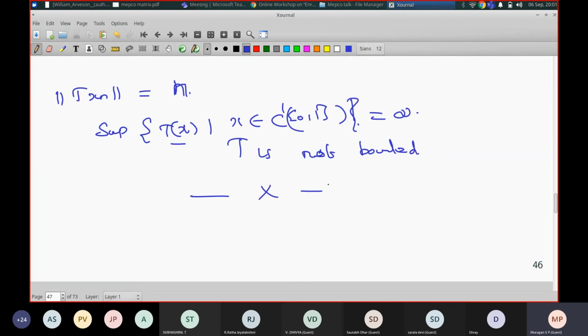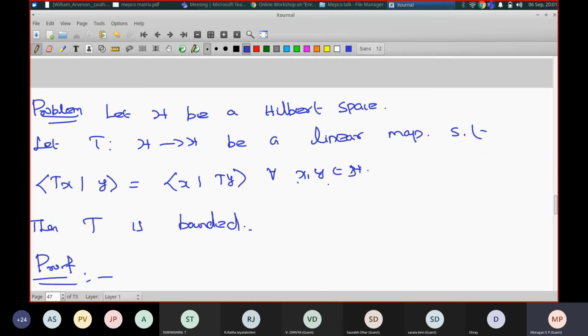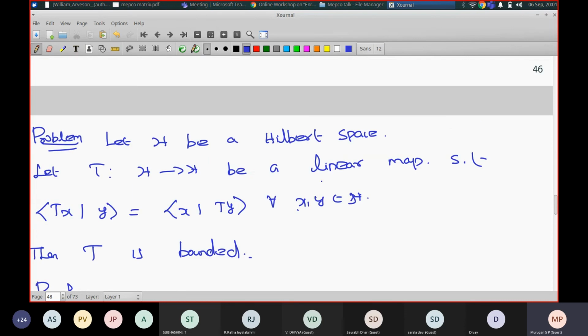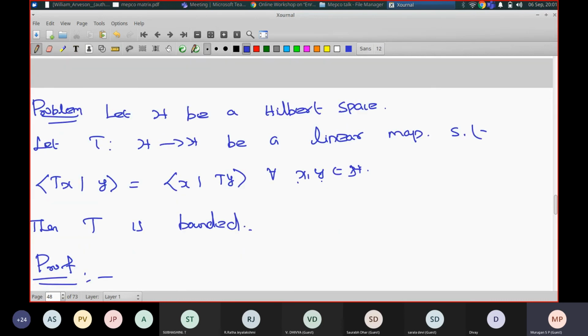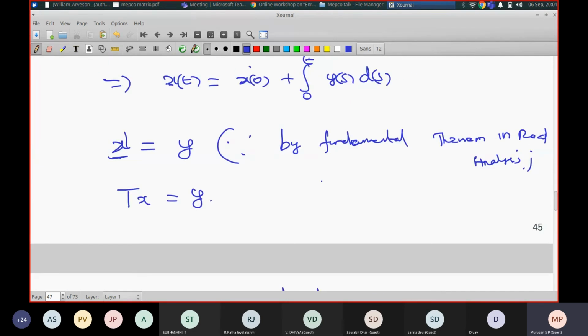A final problem to finish this section today. This problem was asked in my interview when I went to TIFR. I answered this problem at that time using the closed graph theorem, right? The proof is very simple. Let H be a Hilbert space. I just want to make a remark here.